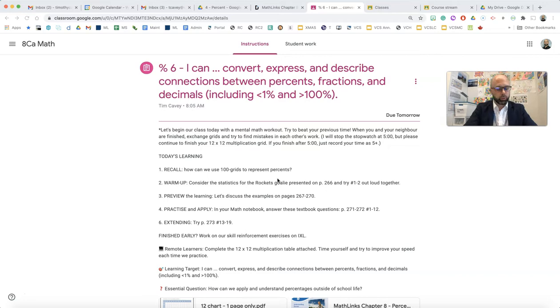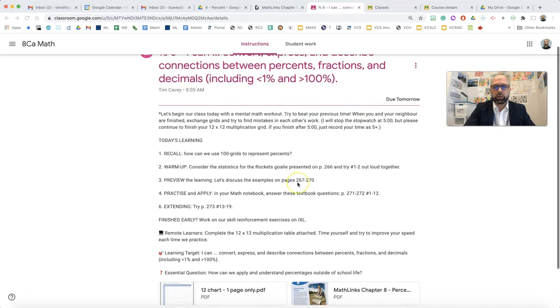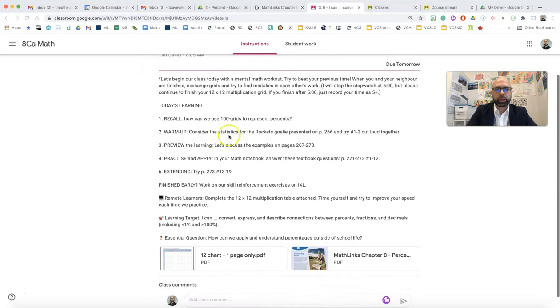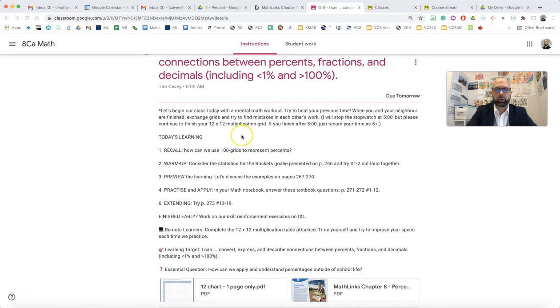Today we are looking at 8.2, and the learning target is this: I can convert, express, and describe connections between percents, fractions, and decimals. This is the outline of our lesson. I'm hoping to do a little bit of mental math and times table work before we get started, just to make sure that we are keeping sharp. Then we will briefly review what we learned in the last MathLinks lesson about 100 grids, and then we're going to jump right into the textbook.